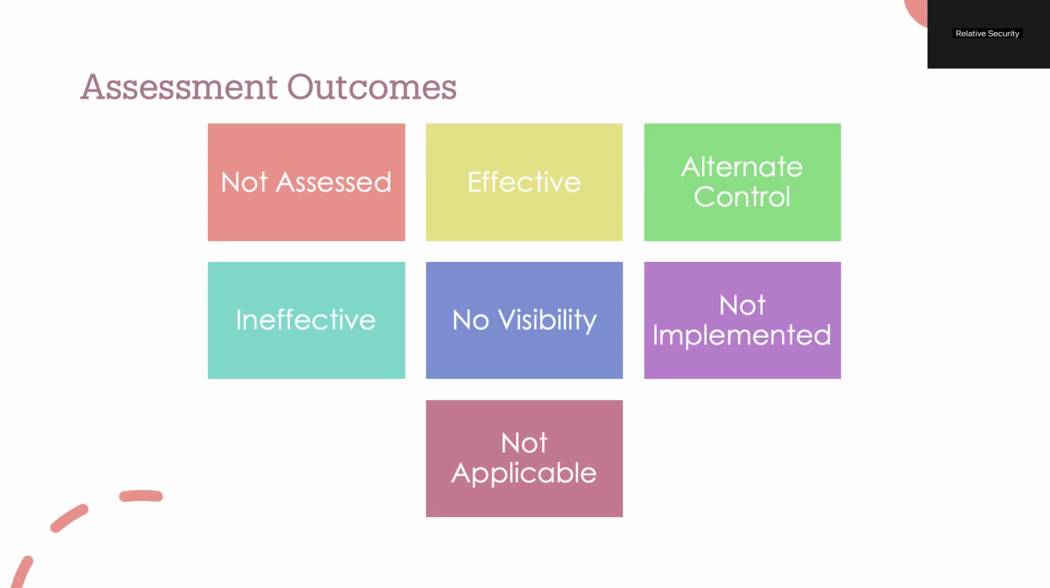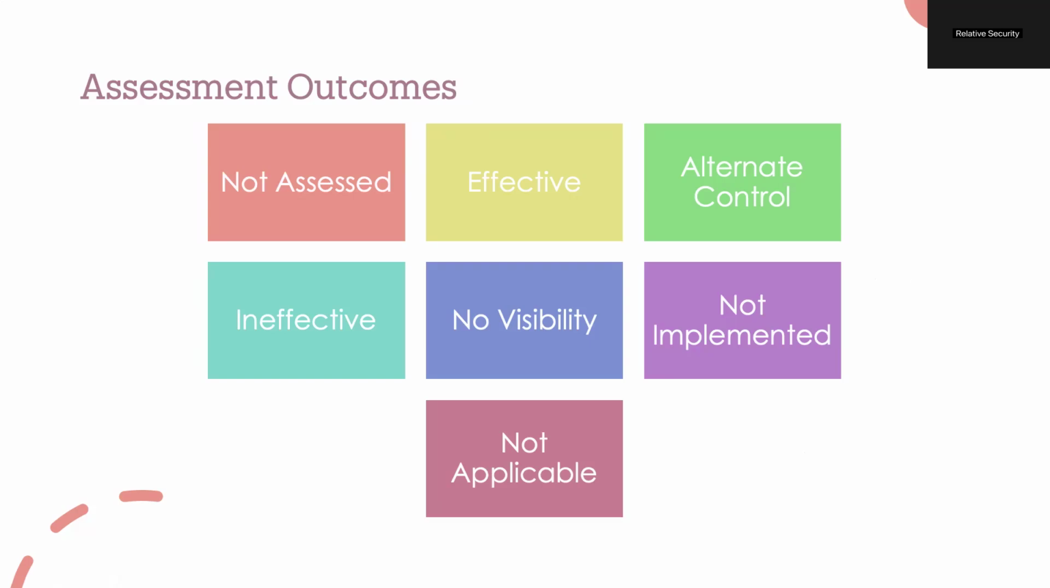The next is not implemented, which is the easiest, I would say. They just didn't put the control in at all, like deciding not to enable email filtering because they think it's a waste of money. That would be they haven't implemented the control, which was required.